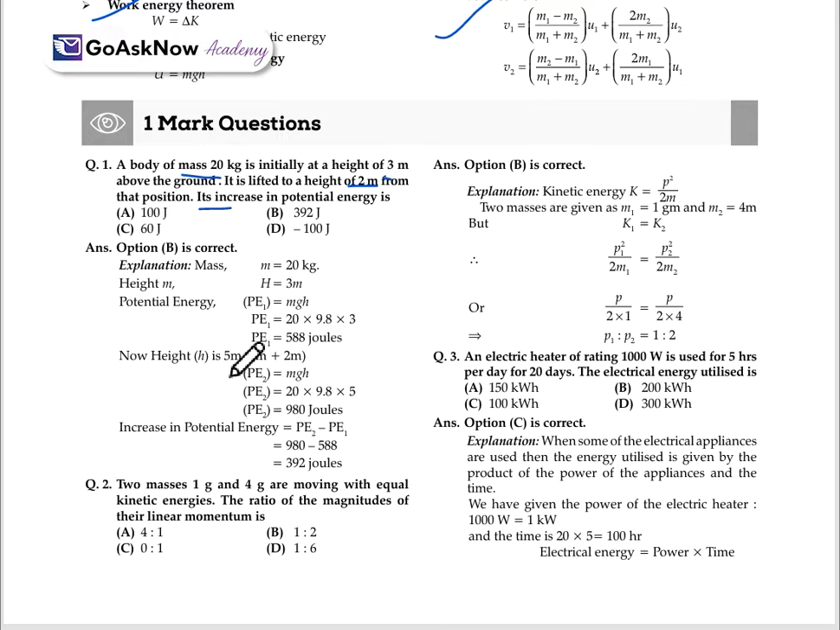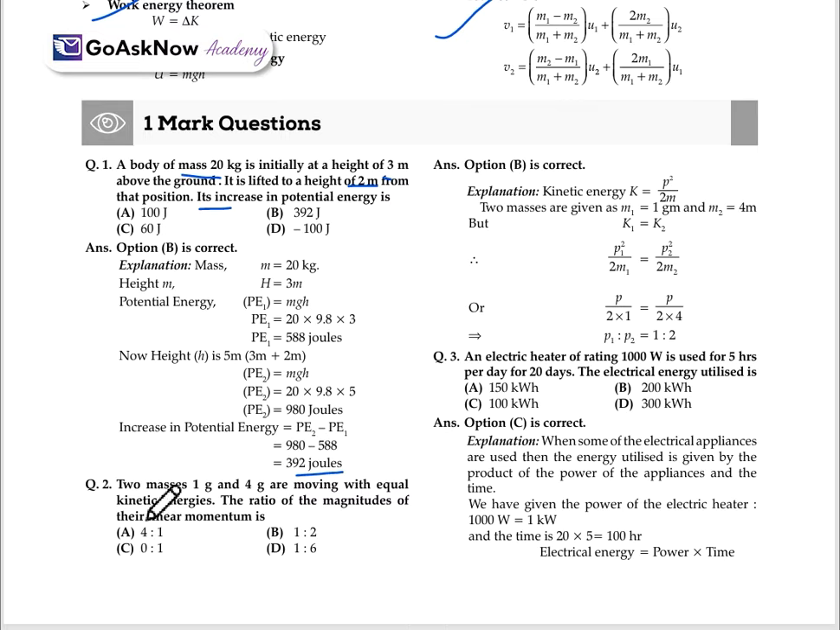Height h is 5 meters, which means 3 meters plus 2 meters. Then Pe2 is equal to mgh, which is 20 into 9.8, the value of g is 9.8, into 5. It will be 980. As we have to find the increase in potential energy, we take Pe2 minus Pe1. When we subtract, we get the increase in potential energy as 392. It is increased by 392 joules.